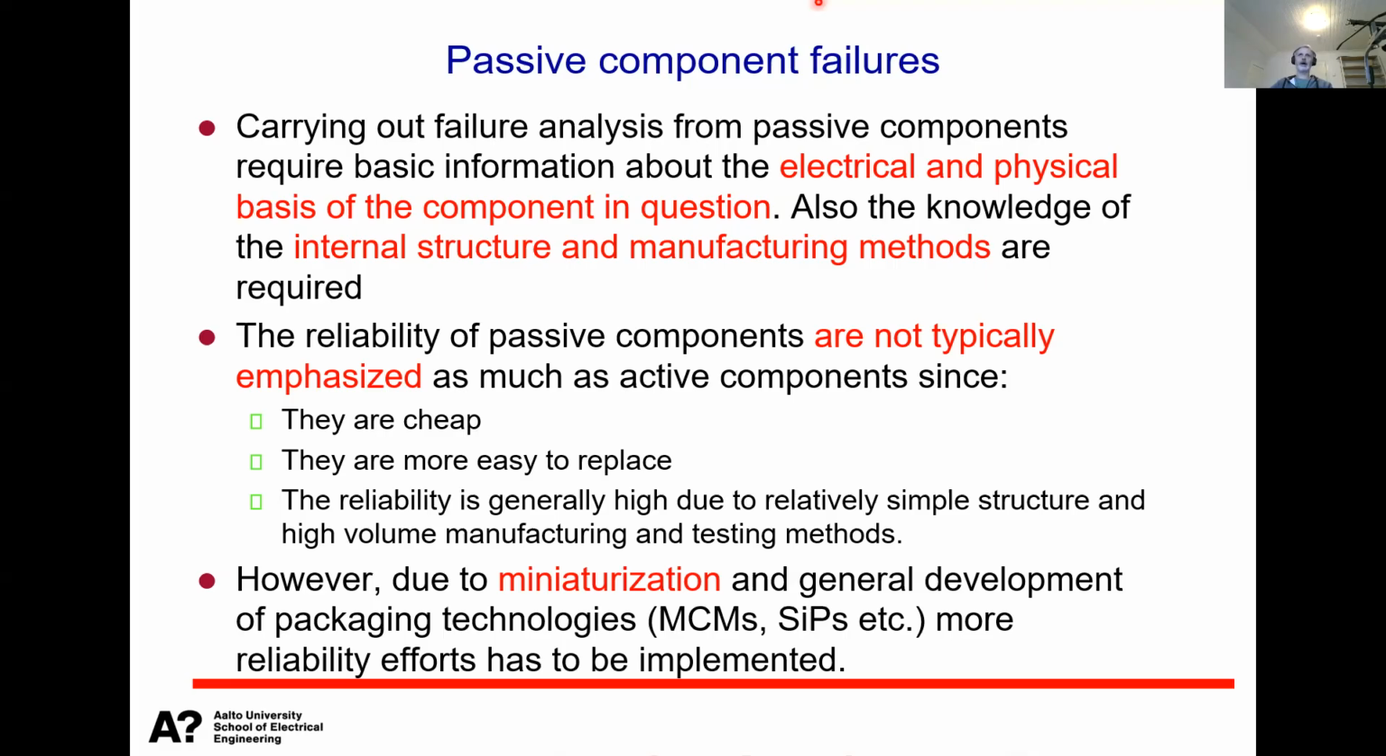So typically high volume processes are also very well controlled, and that could indicate that the quality of those components is quite high. Because you can manufacture them in millions, and you can also test and inspect them with automatized ways. So that means that typically the components are quite reliable.